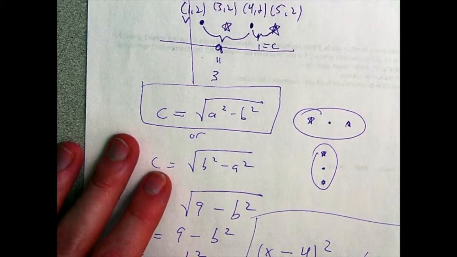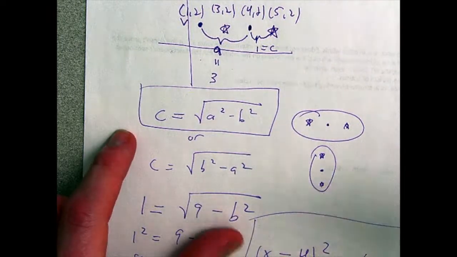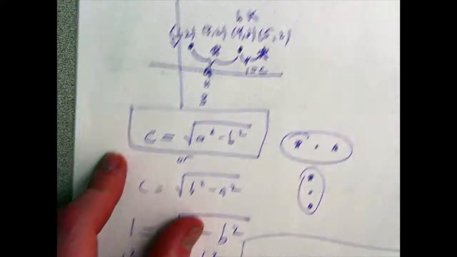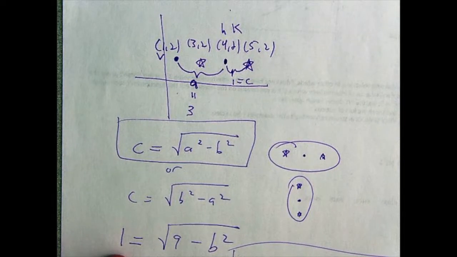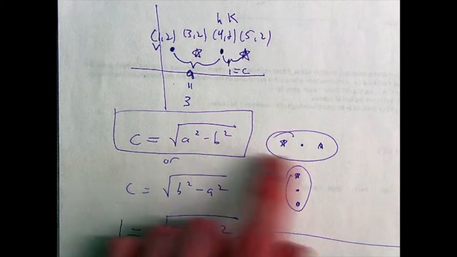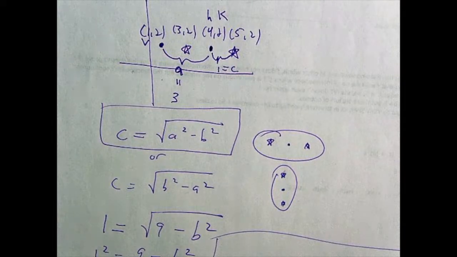And typically, or very often, you're going to have to use this equation here for c, which relates a, b, and c, to find a missing variable. In this example, we knew a and c, and we had to use this equation to find b. Just be wary, make sure that you use the correct equation. This is the equation for when you have a horizontal ellipse. This is the equation for when it's a vertical ellipse. Okay, so that's it.